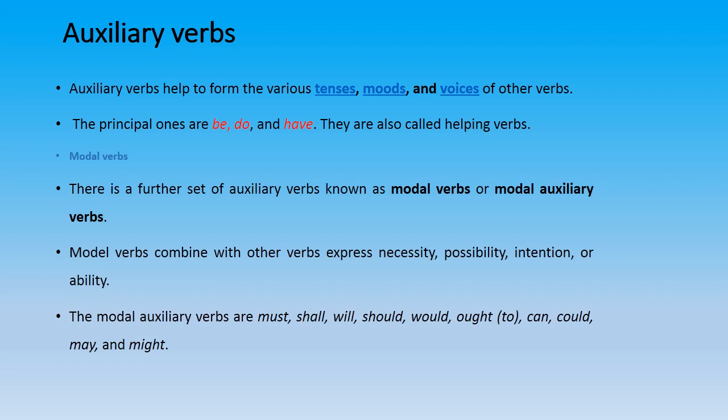Another type of verb is called modal verbs, and it falls under the category of helping or auxiliary verbs. There is a further set of auxiliary verbs that are known as modal verbs or modal auxiliary verbs. Modal verbs combine with other verbs to express necessity, possibility, intention, or ability. The modal auxiliary verbs are must, shall, will, should, would, ought, can, could, may, and might.